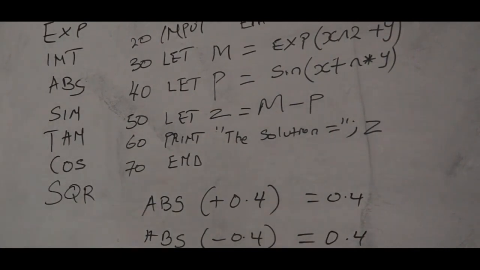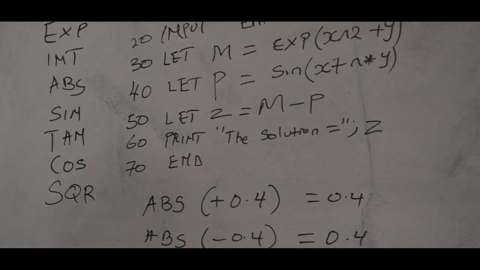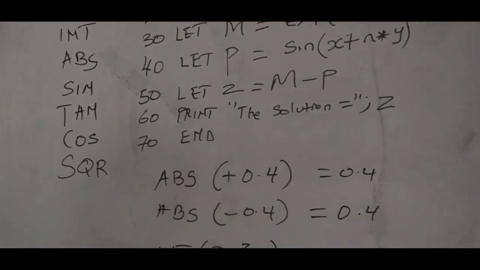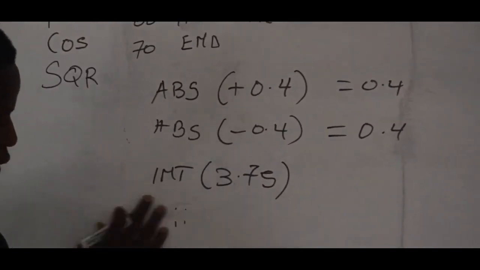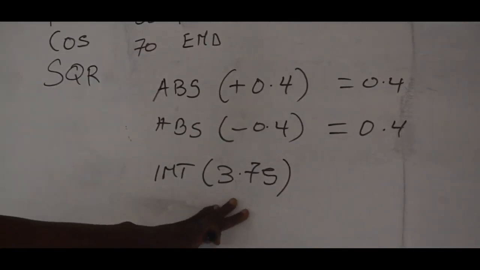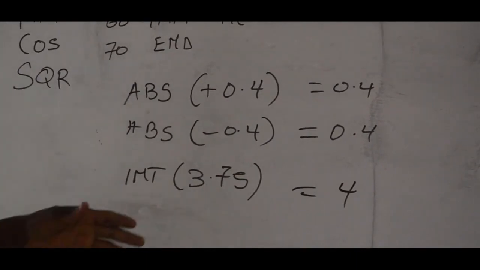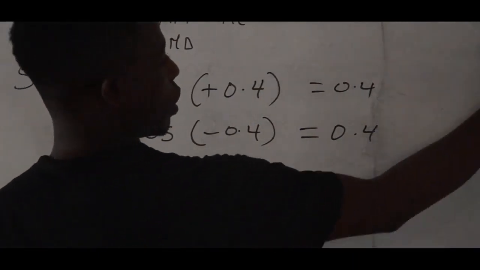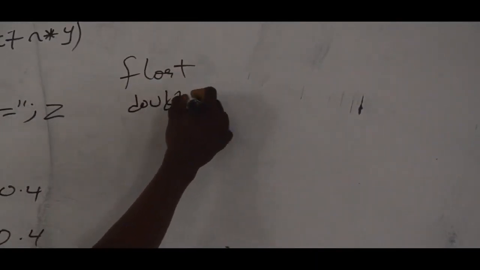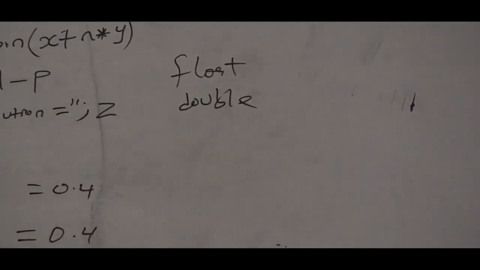Coming to INT, let's assume that I said INT open bracket 3.75. In returning, this will just bring out 4 because integer does not allow decimals. What allows decimals, and in the next class we'll still discuss it, is that you can use your floats and you can use your double. Though these allow decimals, INT will remove them.